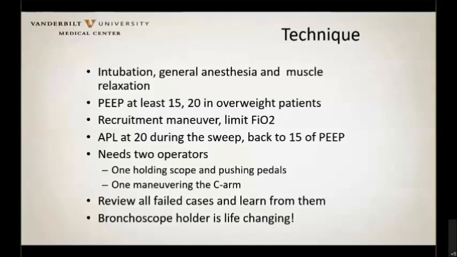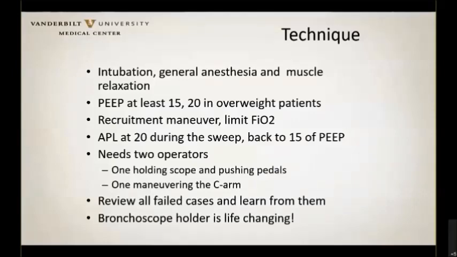We typically do a recruiting maneuver before the bronchoscopy, which varies, and then put the patient on at least 10 or 15 of PEEP, a little bit more in overweight patients. You know, I know there's always a little bit of reluctance in doing this because of the concern for pneumothorax. We really haven't seen that as a big problem, and our rate of pneumothorax before and after introduction of digital tomosynthesis and cone beam CT really have been exactly the same. We also limit the FiO2 to avoid absorption atelectasis.